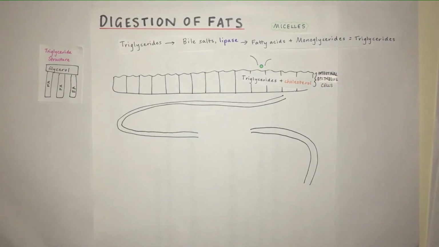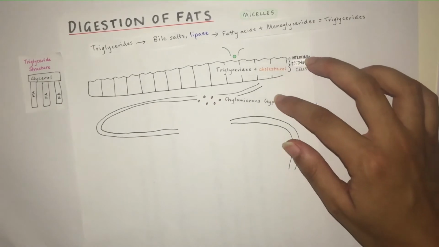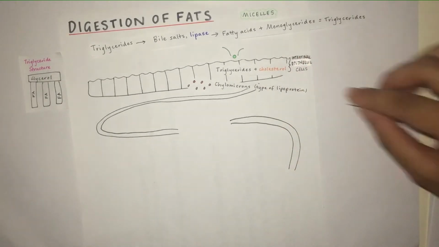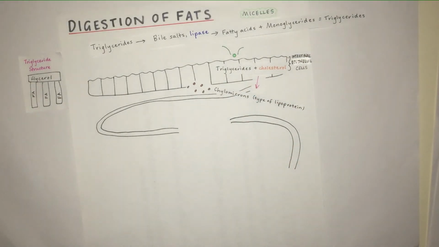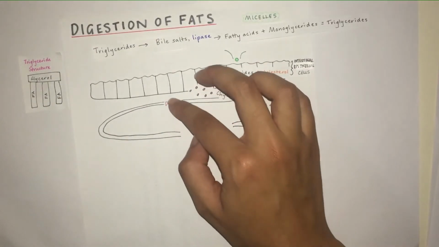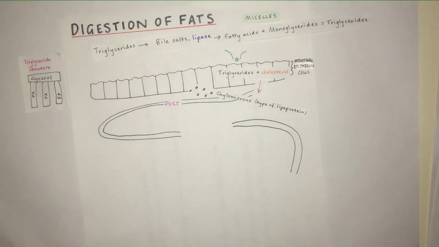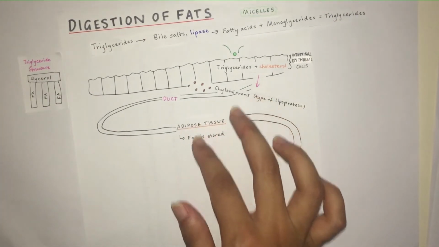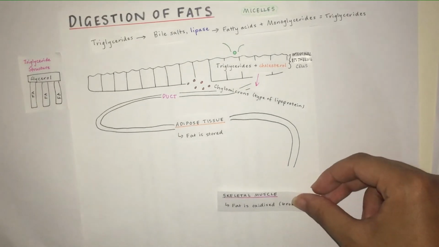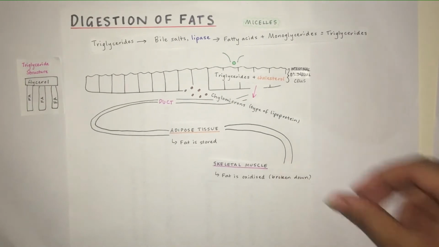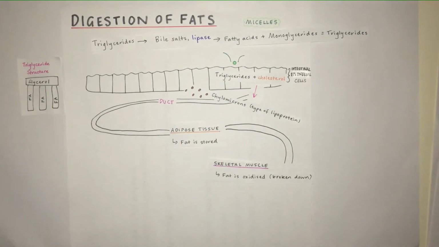Triglycerides come together with cholesterol to form chylomicrons. And once this occurs, these chylomicrons can travel through ducts in the body, so into the bloodstream. These chylomicrons are a type of lipoprotein. And when they travel through these ducts, where do they end up? They end up in adipose tissue, where fat is stored, and in skeletal muscle, where fat is oxidized or broken down.